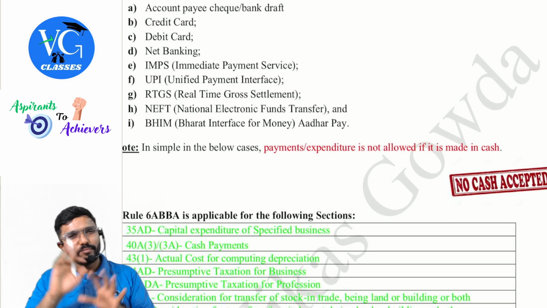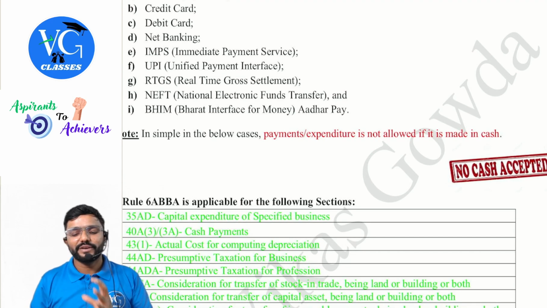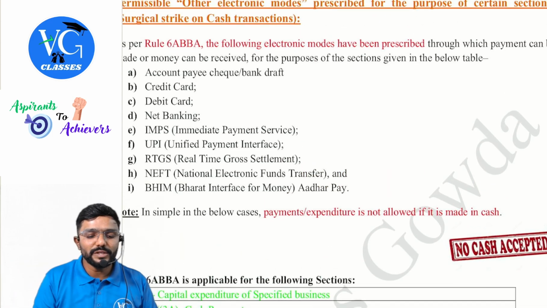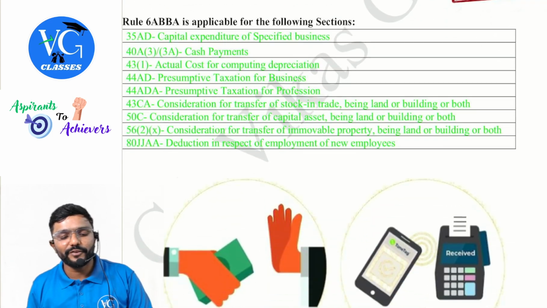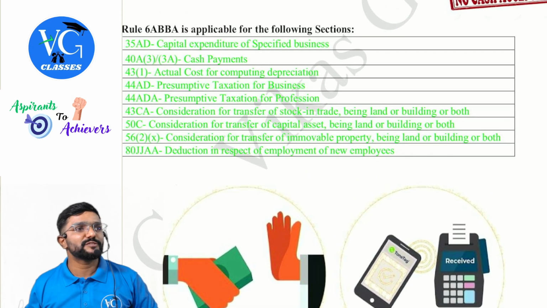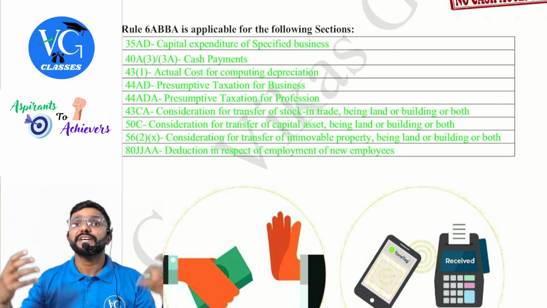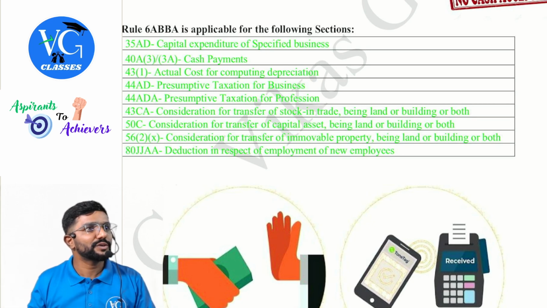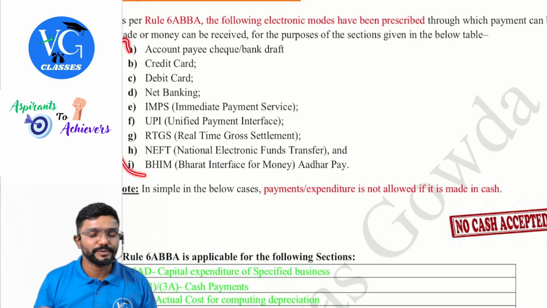So in simple terms, in my provisions I would have told you cannot pay in cash, you cannot receive in cash. Sir, this Rule 6ABBA is applicable for which all sections, sir? 35AD, capital expenditure of specified business. You cannot pay more than 10,000 in cash. If you pay, no deduction. Sir, in what mode should I make the payment, sir? The following modes.